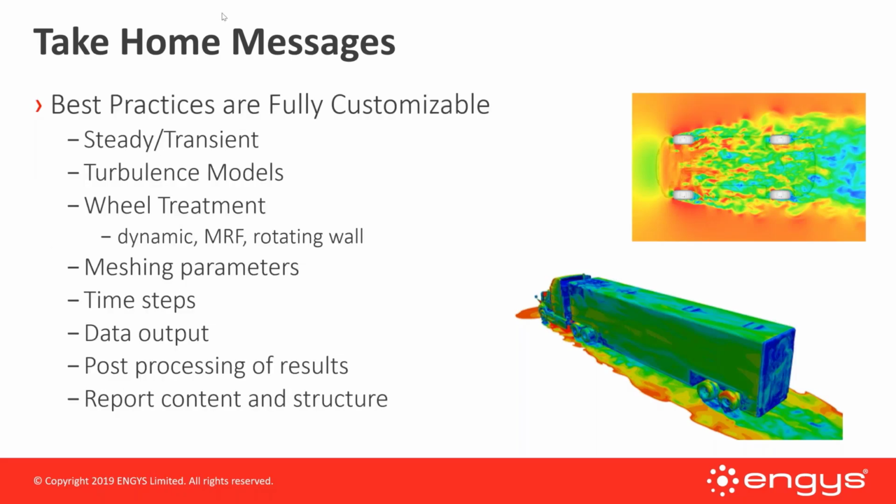So the best practices are fully customizable. You can do steady or transient simulations. You can adjust the turbulence model. You can adjust the wheel treatment. I just did a rotating wall wheel. We could do MRF if we had grooves, or if we wanted to approximate wheel motion by using a dynamic mesh approach where certain components of the wheels are rotating, we can definitely do that. We can adjust the meshing parameters. So if we want to have more layers, or smaller cells, or different refinements, we can definitely do that. We can adjust our data output.